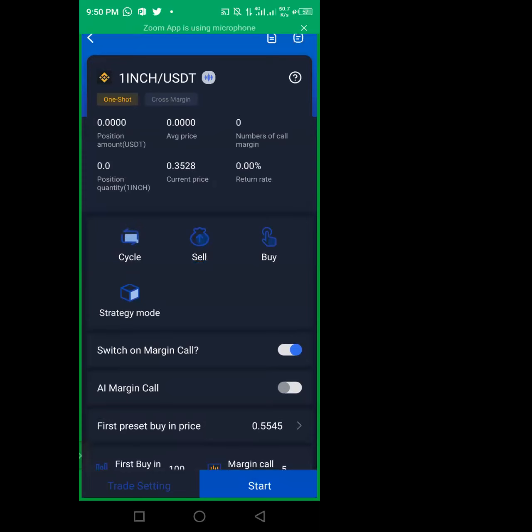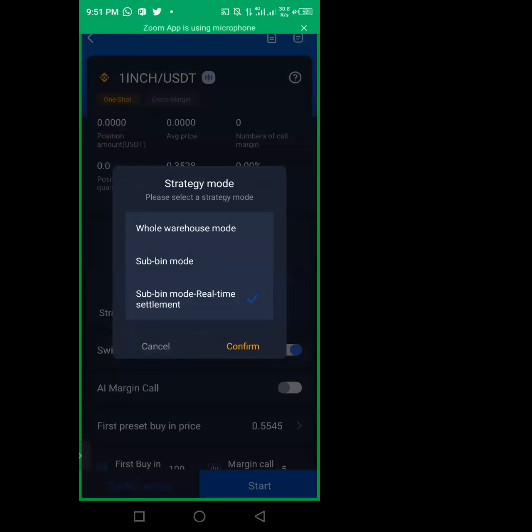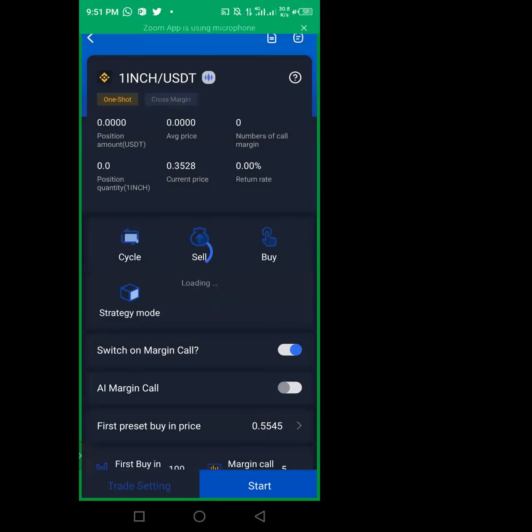Some persons, the mistake they make is that they are trading with a margin call limit above 4. They are trading with 5 or 6 or 7. After they finish and start their trade, they forget to set the margin mode. They forget to change it to sub-bin mode and confirm.